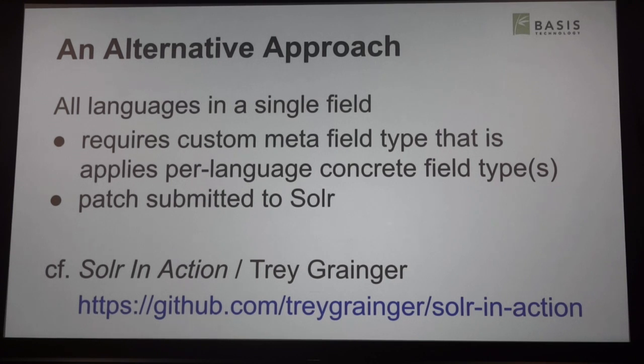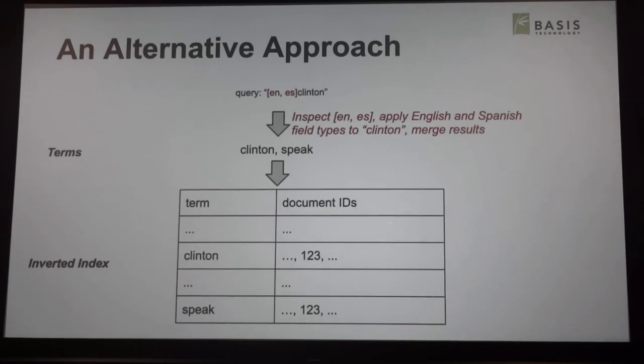May become part of vanilla Solr soon. So here, going back to our picture, here is how this might work. Let's say that you know your users care about English and Spanish, and they query for Clinton. What Trey came up with is a way to encode the languages that you care about in the field. So as the search backend developer, you might prepend, in square braces, "I care about English and Spanish."